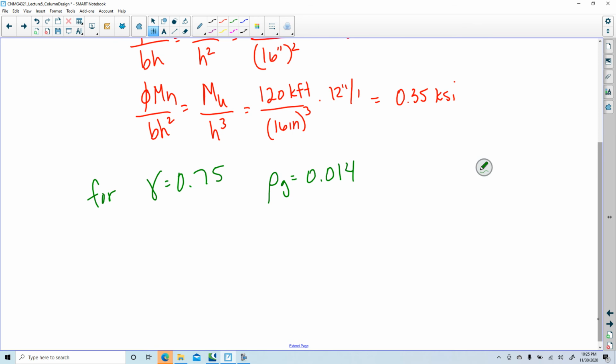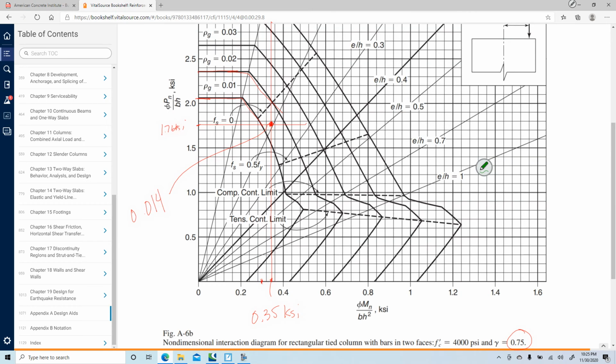Everybody see how we got that? I went in with my Mu over bh squared on the bottom, my Pu over bh on the vertical axis, found where they met, and then interpolated between rho of 0.01 and 0.02. And just stare at that for a minute just to make sure you see where I got that.